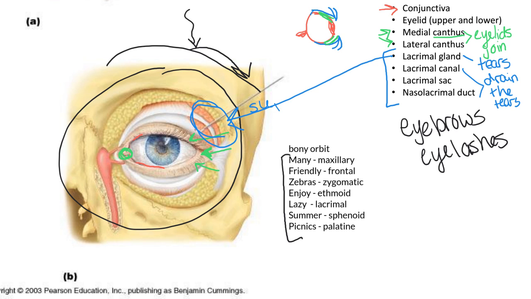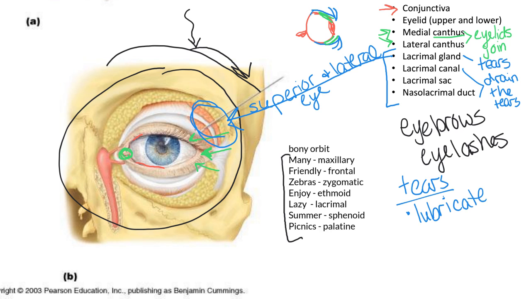It is located superior, so above, and lateral, again, out to the outside edge. So superior and lateral to the eye is where I'm going to find that lacrimal gland. Again, that lacrimal gland will produce and secrete the tears. Tears are important for us because tears are going to do a couple of things for our eyes. They're going to help lubricate the eyes, so help reduce friction, help prevent that dry eye kind of feeling. They will actually help clean the eye.